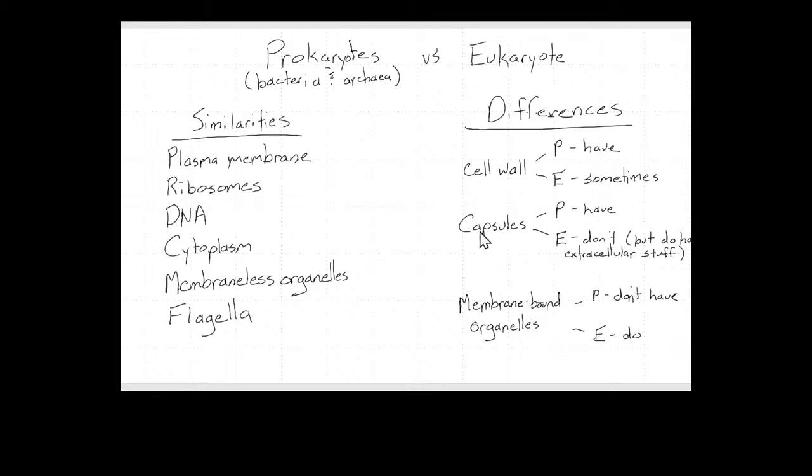Capsules, this is a sugary coating that you can find on prokaryotes. The prokaryotes have them, but not always. I should have written sometimes here. Excuse me for that mistake. But then eukaryotes, they don't have capsules, but they do have some other stuff on the outside of the cell, and we will talk through some of that stuff later on.